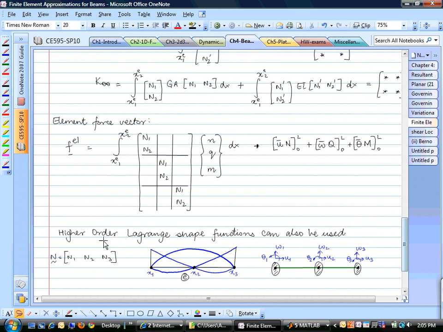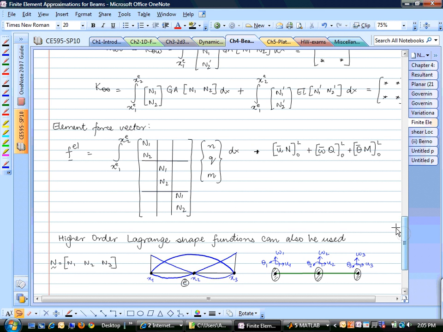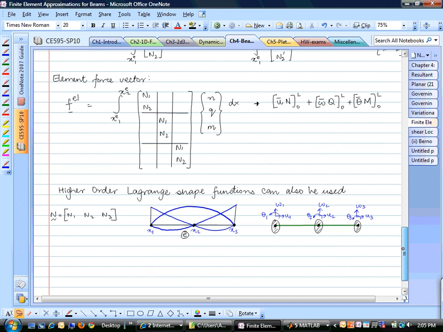You can also use higher order Lagrange shape functions for this. What we just talked about all this way was for the linear elements, when you choose 2 nodes per element and you use linear shape functions. If you use higher order shape functions, for example, if you have a 3-noded element, in that case your shape function matrix will just be a function of N1, N2, N3. And how many degrees of freedom would you have for the element?